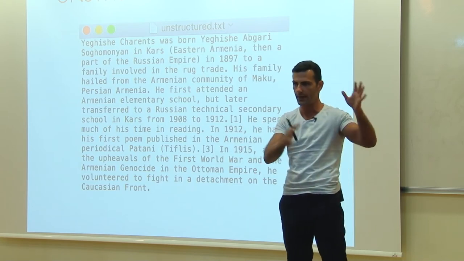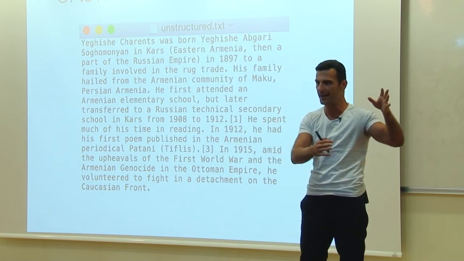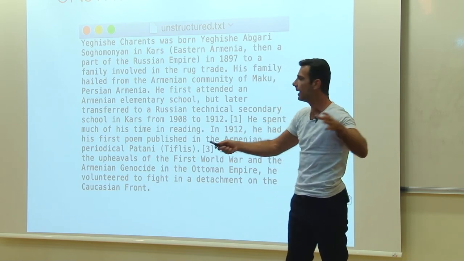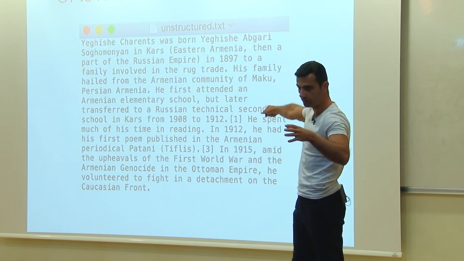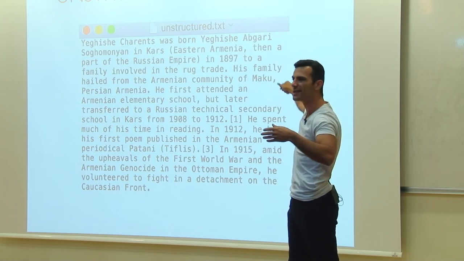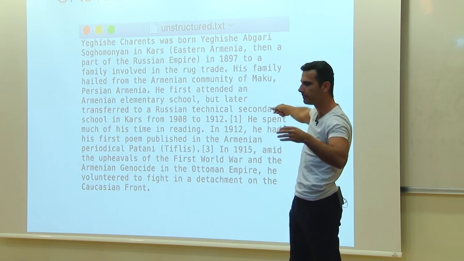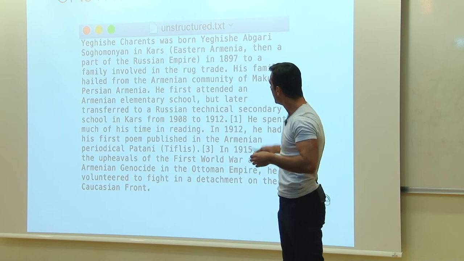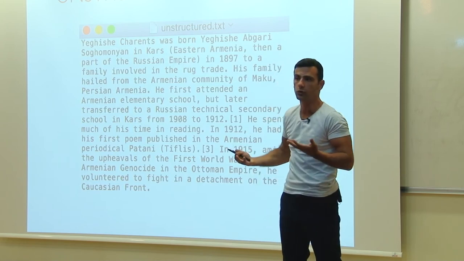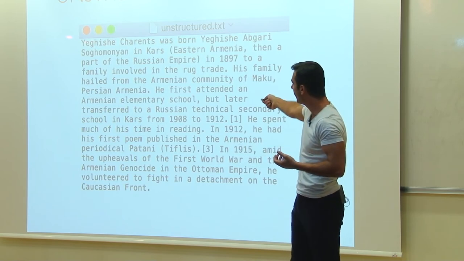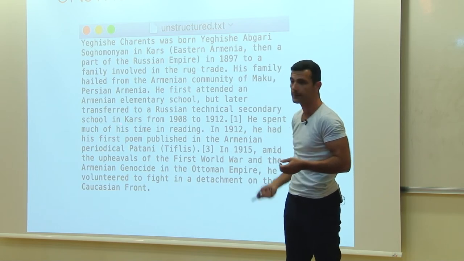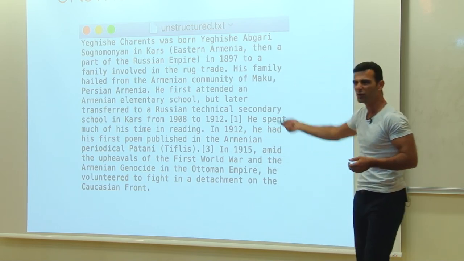There's actually a whole branch of computer science known as NLP, natural language processing, which attempts to do exactly this. It attempts to take natural language, language that you and I understand, and make sense of it, understand what's in there, what it's about, etc. That's called NLP. Don't worry about that for now. So this is unstructured text. It's just information, but there's no structure to it. It's not labeled. I don't know that this is his first name. I don't know that this is his last name. I don't know what that is, okay? It's just a bunch of text.